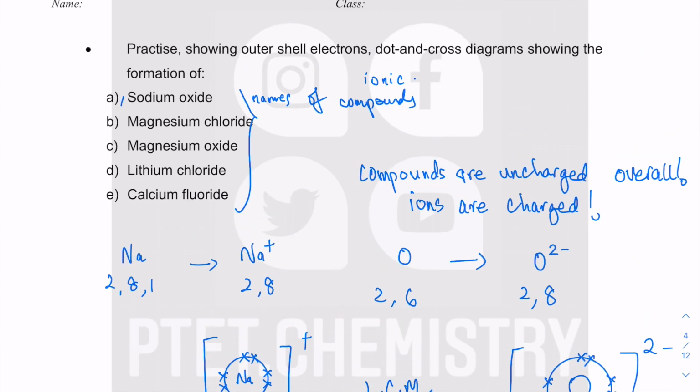So I've already done it for sodium oxide. You can do it for magnesium chloride, magnesium oxide, lithium chloride, and calcium fluoride. And I'll go through it in the next tutorial video. We'll also continue the properties of ionic compounds.